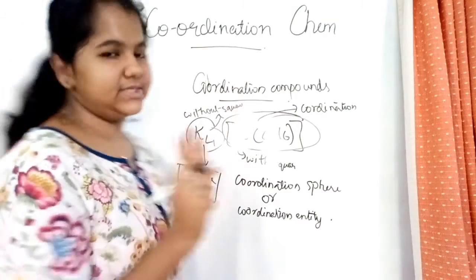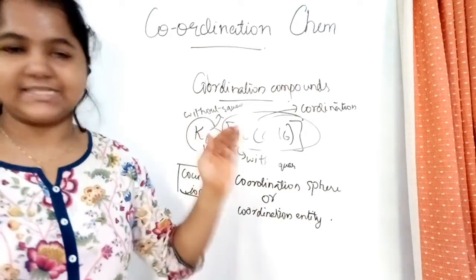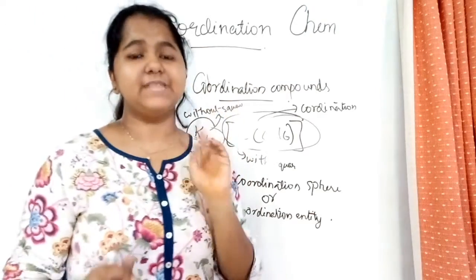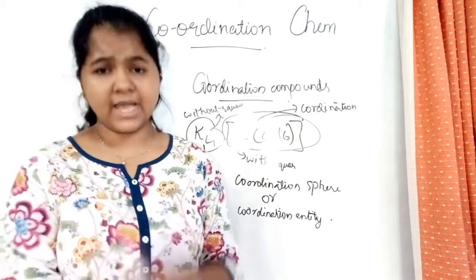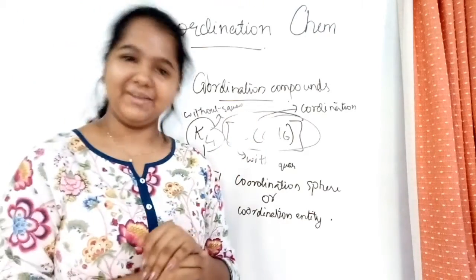I just said what a coordination compound is. There is something more you have to learn. There are so many terms related to this. The first two terms that we learned are coordination sphere or coordination entity, and the second one is counter ion. Let's see the rest of them in detail.